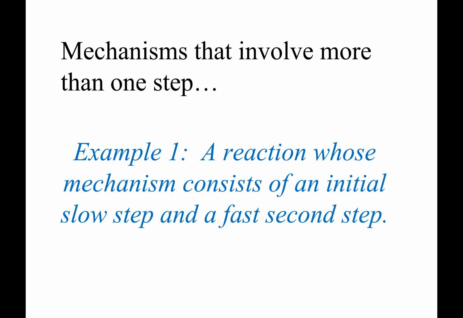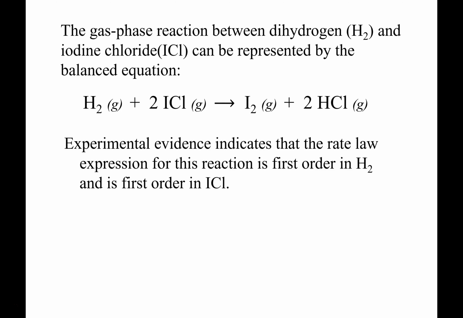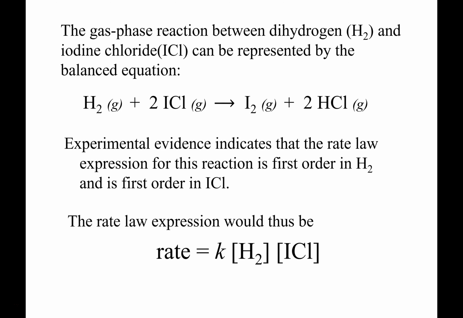So let's do one where the mechanism consists of an initial slow step, so it's going to be rate determining, and a second fast step. So this is our reaction of interest. It's not an elementary step, it's the reaction of interest. And they did some experimentation, and they came up with overall first order for H2, overall first order for ICl. First order.